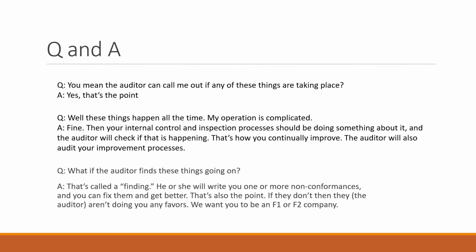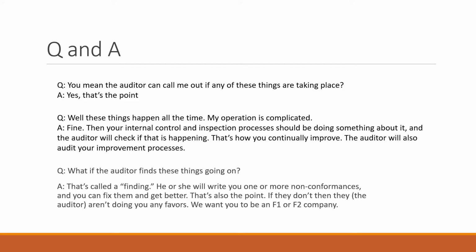Okay, here's some Q&A. First question is, you mean the auditor can call me out if any of these things are taking place? Yes, that's the point. Well, these things happen all the time. My operation is complicated. And to this I would say, fine, then your internal control and inspection process should be doing something about it. And the auditor will check and see if that's happening. That's how you continually improve. The auditor will also audit your improvement processes.